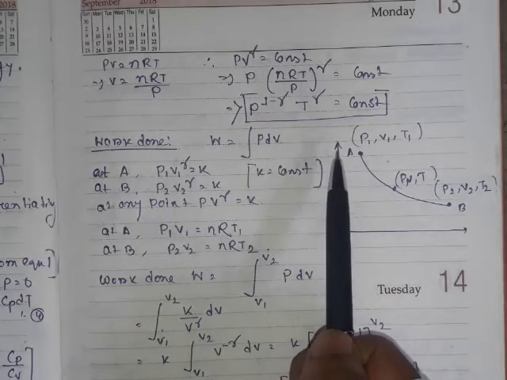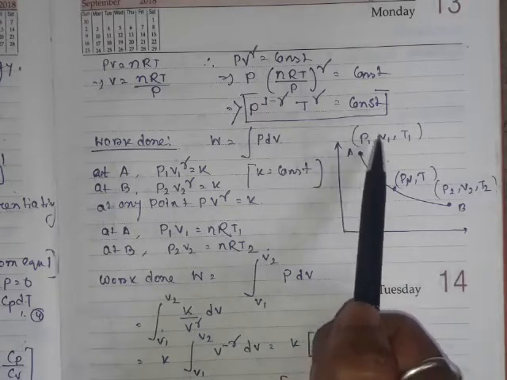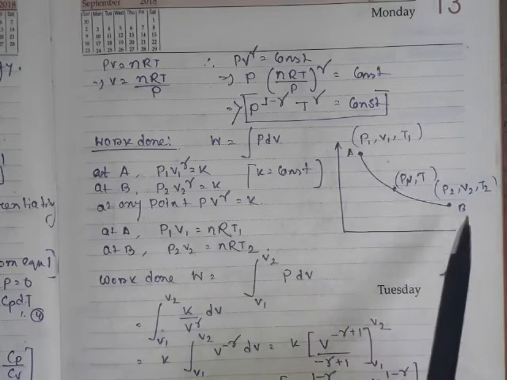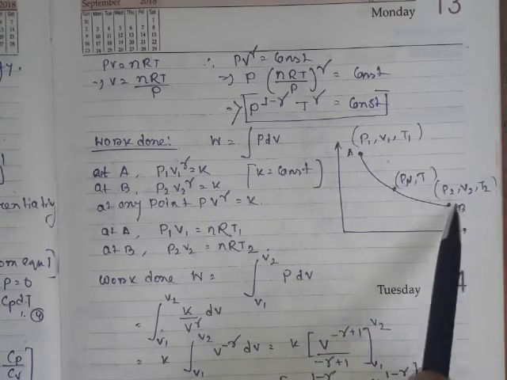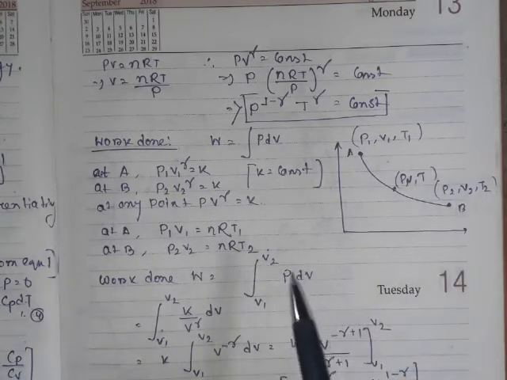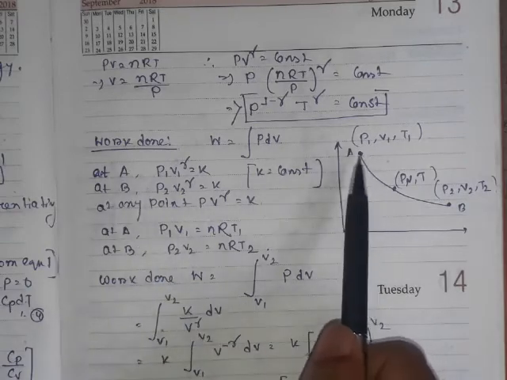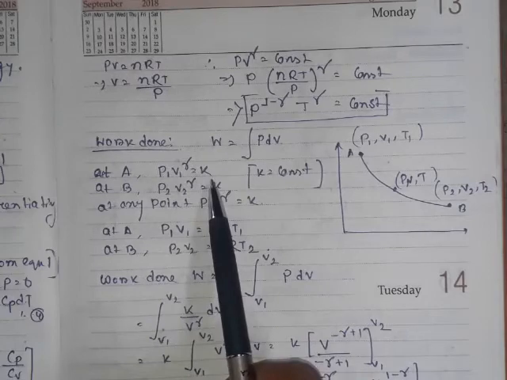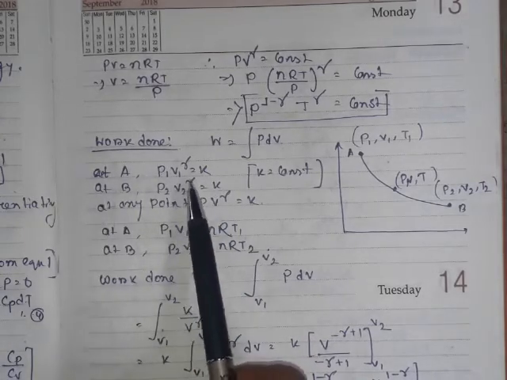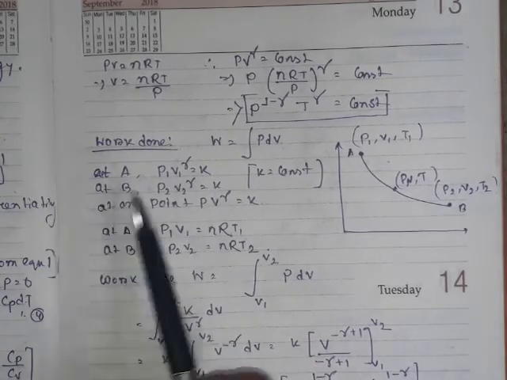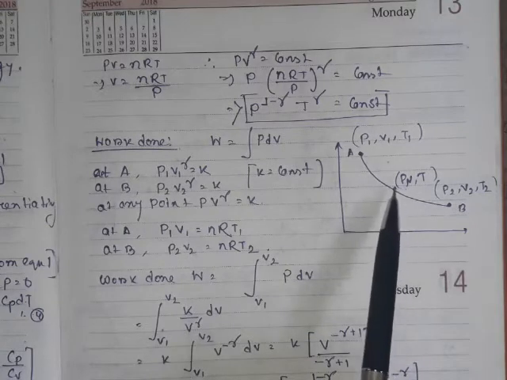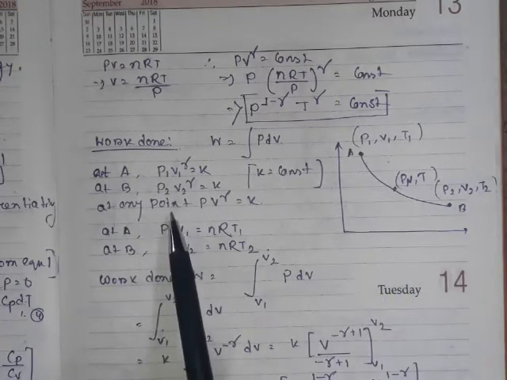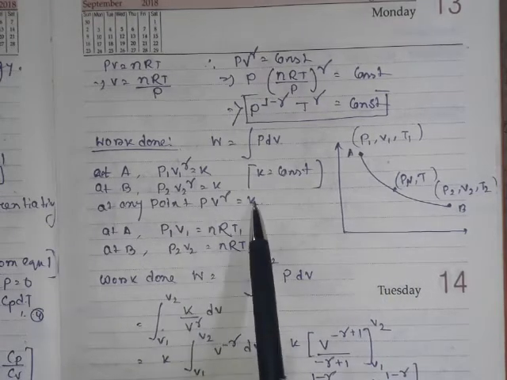Now this is the adiabatic process starting from P1, V1, T1 and it ends at P2, V2 and T2. Then pressure, volume, temperature all have changed. Now the equation of state at A will be P1 V1 to the power gamma equals a constant, that is K. At B, that is P2 V2 to the power gamma equals constant. At any point in between, that will be P, V and T, and it will be PV to the power gamma equals K.